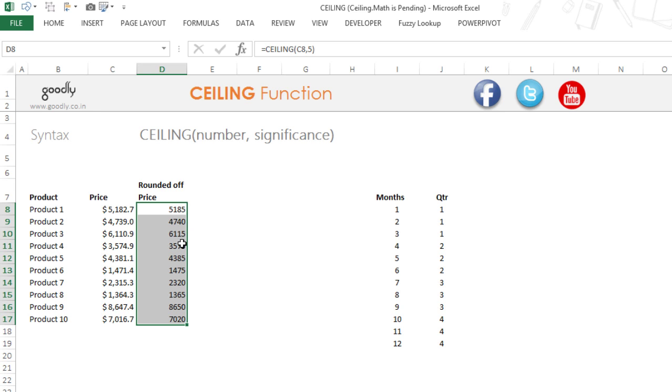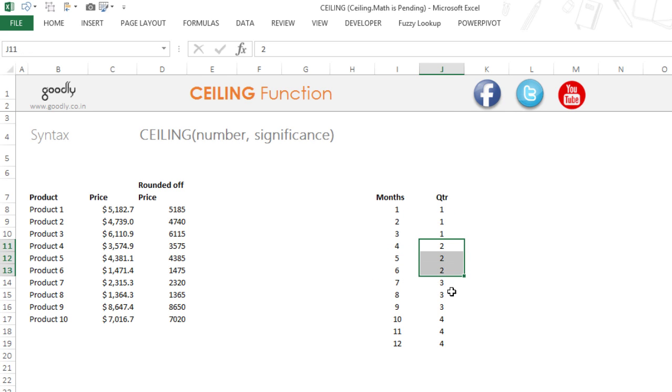One of the other applications of the ceiling function is to find the quarter number. So let's say we have 12 months from 1 till 12 and these are the quarter numbers. Months 1, 2, 3 fall in the first quarter. Then the next 3 months fall in the second quarter and then the third quarter for the next 3 months. And finally, the last 3 months fall in the fourth quarter. But as of now, these quarter numbers are written manually, right? How can I derive these quarter numbers using the ceiling function is what I'm going to teach you.